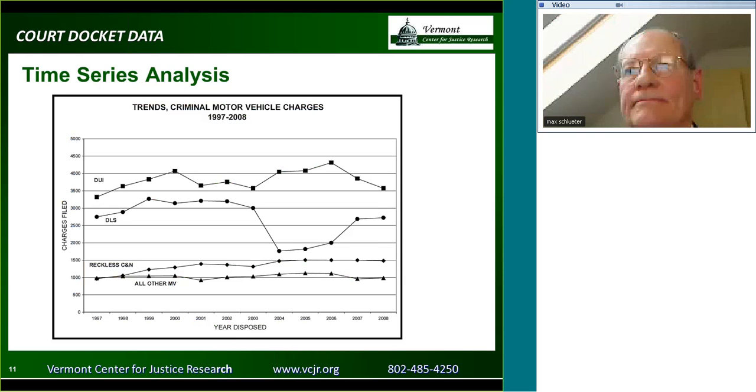You can also do annual time series analysis. This is motor vehicle trends over a number of different years. So we're looking at 3 or 4 charges and convictions on the same chart. Everything stays reasonably the same except DLS, and I actually think that this was a change in the statute that reduced the number of criminal DLS charges.